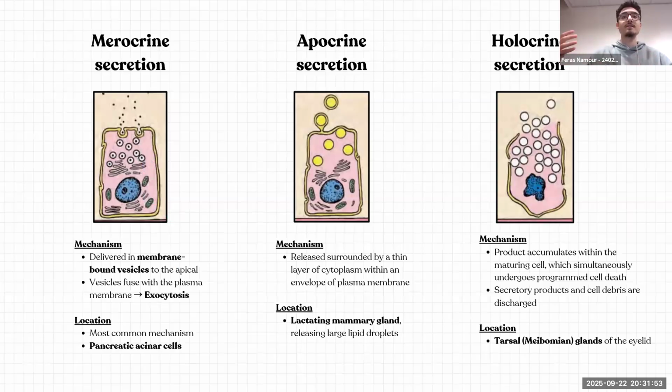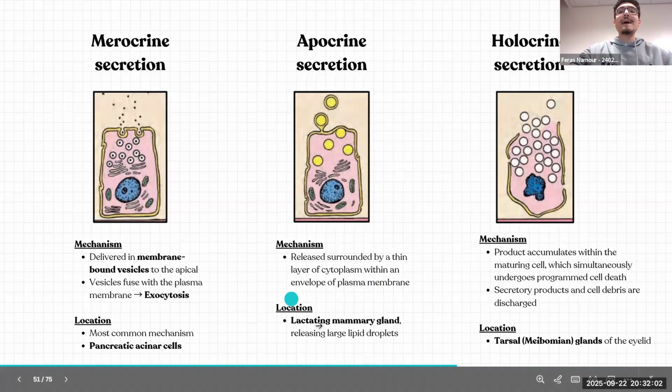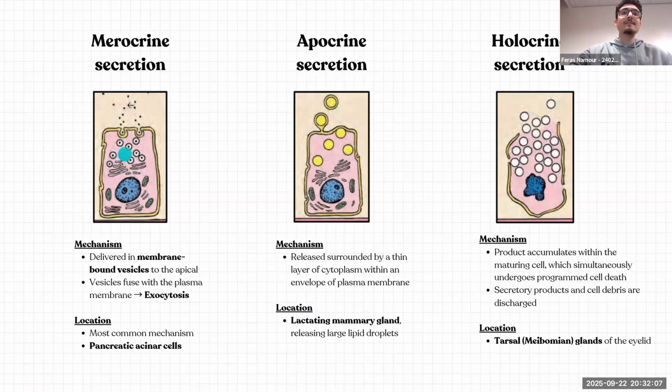Let's take, for example, pancreatic acini. Apocrine and holocrine are very different mechanisms, but they only happen in certain areas. Apocrine secretion occurs in a lactating mammary gland, where instead of releasing vesicles and not losing any cell membrane, we're going to pinch off the cell membrane ever so slowly to release little droplets into my duct. So for a lactating mammary gland, for pregnant ladies, whenever they want to make milk, this is their mechanism of secretion, apocrine secretion.